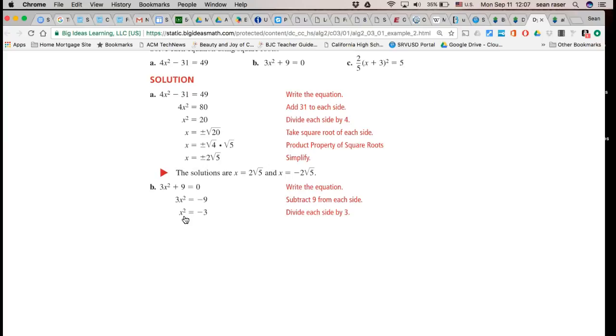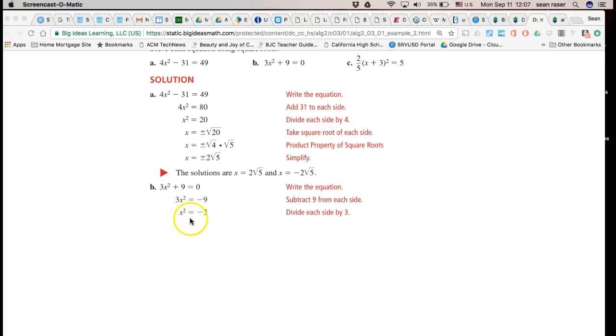Now, this is an example of a problem that does not have a solution. If we tried to take the square root of both sides, you cannot take the square root of a negative number. You should remember that from previous math classes. So because you can't take the square root of a negative number, this does not exist.